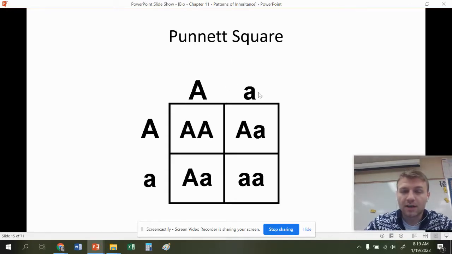Even though the parents are big A, little a, they have a 25% chance of having big A, big A. That's because out of these 4 boxes, each one represents a possible zygote. There is a 1 in 4 chance of being homozygous dominant.